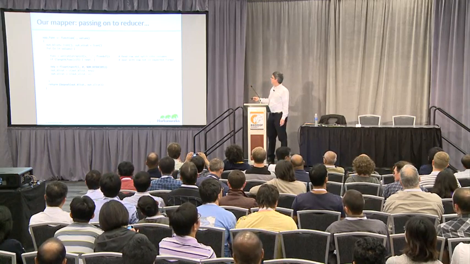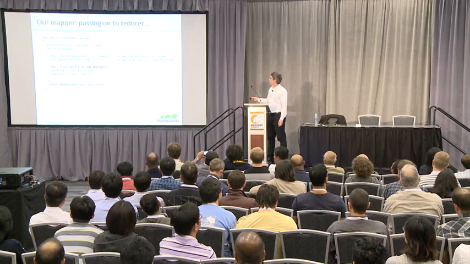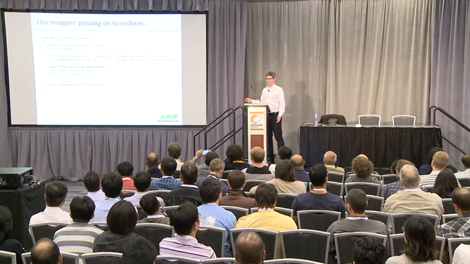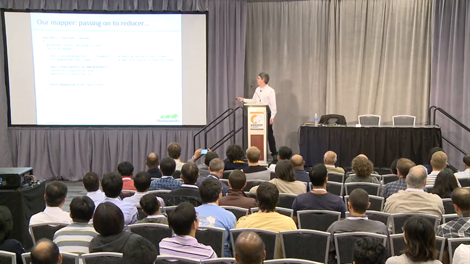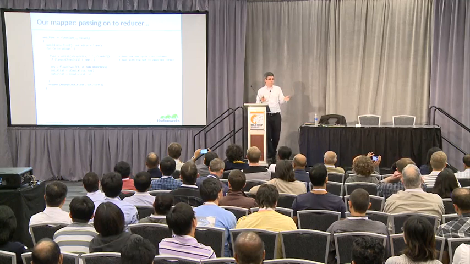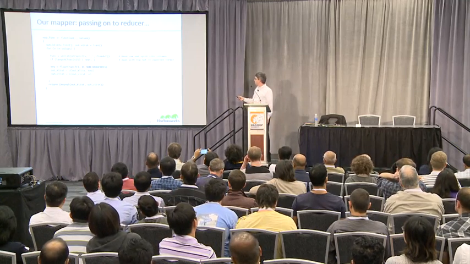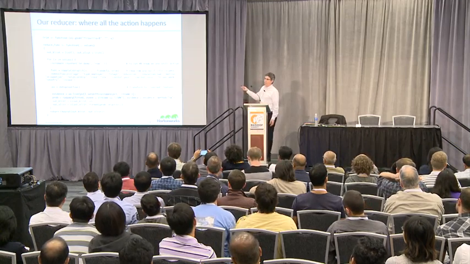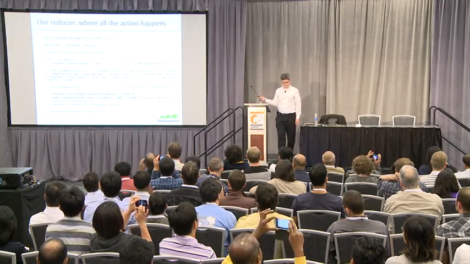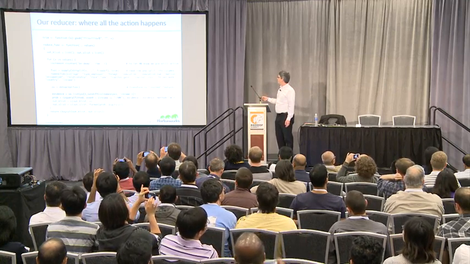And then I essentially create a new key. If you see here, RUnif is a random number generator between 0 and the number of reducers. And I shuffle it to one of the reducers that I generated to actually do the inference. And then this is where all the work gets done. This is my reducer. And I'll go through this quickly.